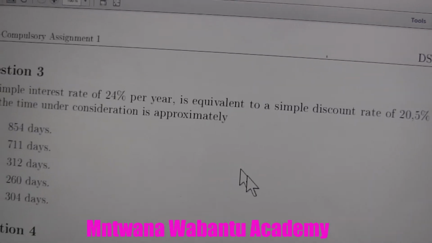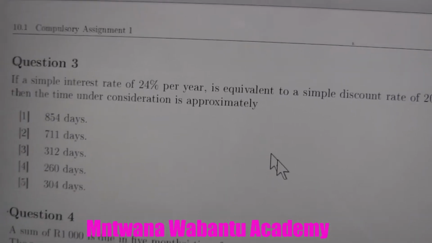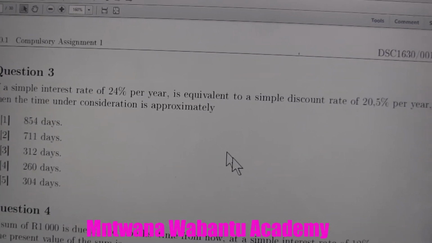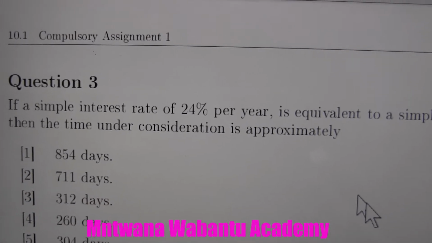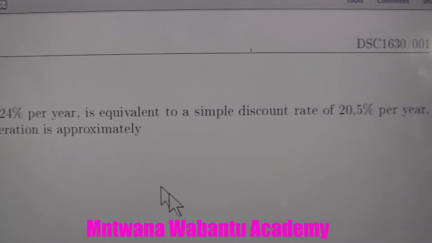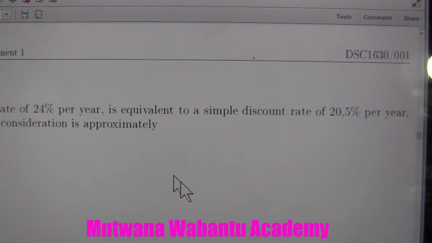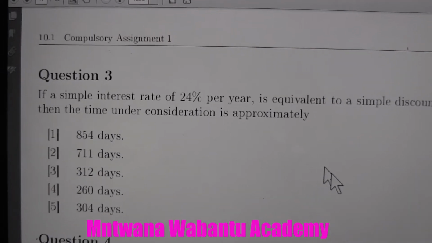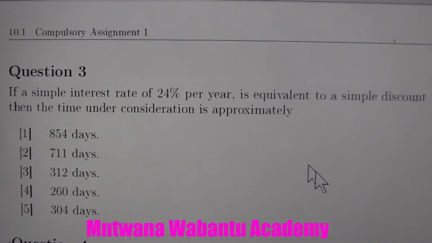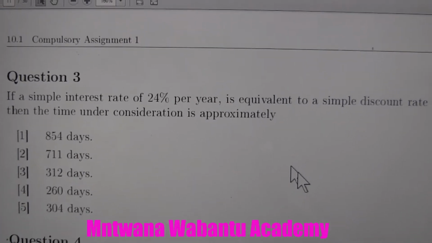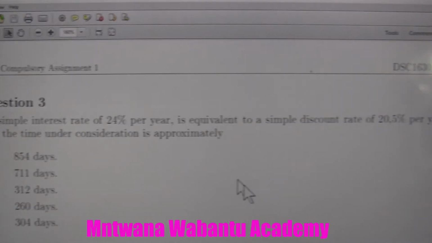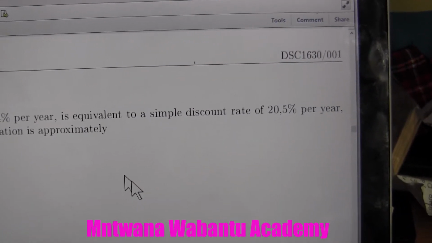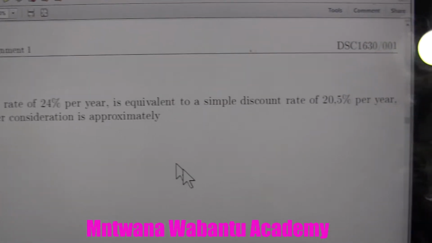So we have a simple interest rate, and also we have a simple discount rate. If a simple interest rate of 24 per year is equivalent to the simple discount rate, which is 20.5 per year, then the term under consideration is approximately what? So we have two pieces of information here: simple interest rate and simple discount rate. So I'm going to write down 24 and 20.5.